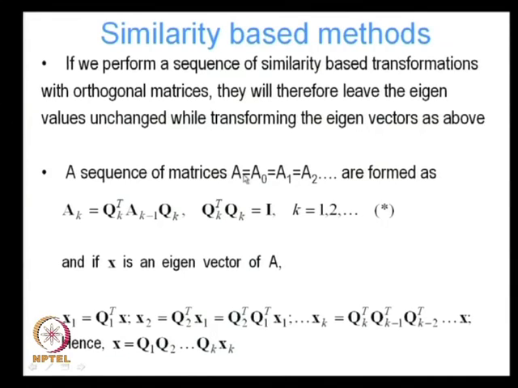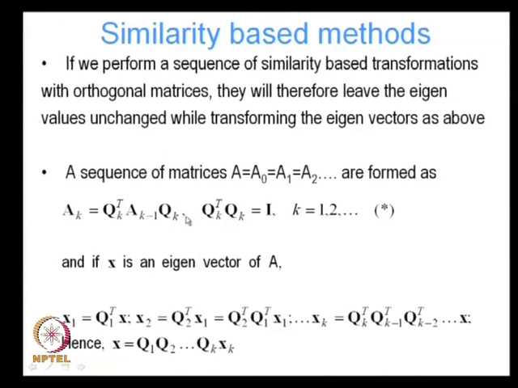So, we obtain a sequence of matrices starting with A0 equal to A. We operate on A0 with a similarity transformation using Q, we get A1, we again operate on A1 with the similarity transformation Q, we get A2, and so on and so forth. So, Ak is nothing but Qk transpose A(k minus 1) Qk, where Qk transpose Qk is equal to I, right. It is an orthogonal matrix, k is equal to 1, 2, and so on, and if x is an eigenvector of A.